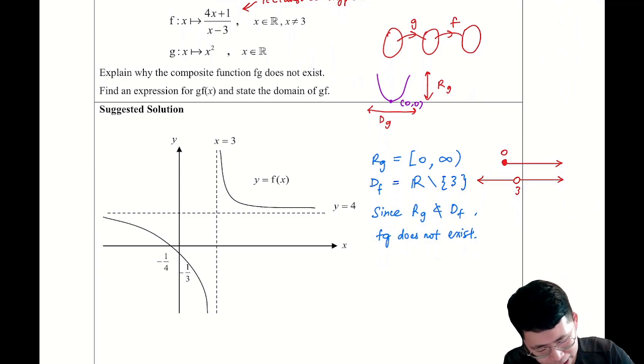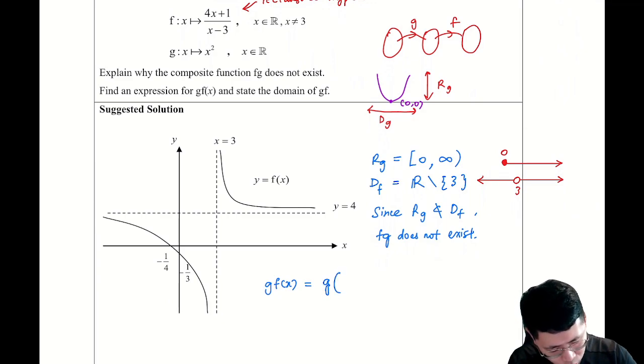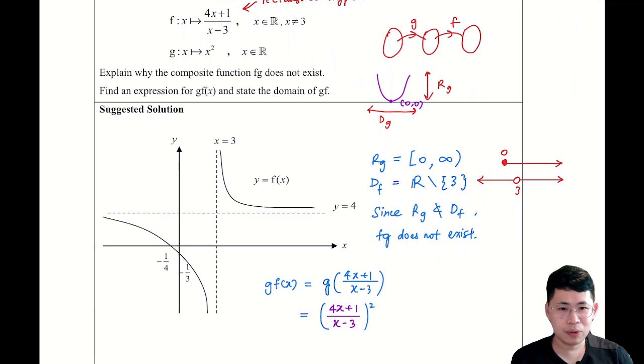So how do we find the expression of gf(x)? Here, gf(x) is just g, and you're subbing the whole function f into the expression for g. So g is actually x squared, correct? What we are doing is, now the x becomes this whole expression for f(x), (4x plus 1) over (x minus 3), squared, like that. So this is the expression for gf(x). Do we need to expand? I think we don't need to expand. We can leave it like this.